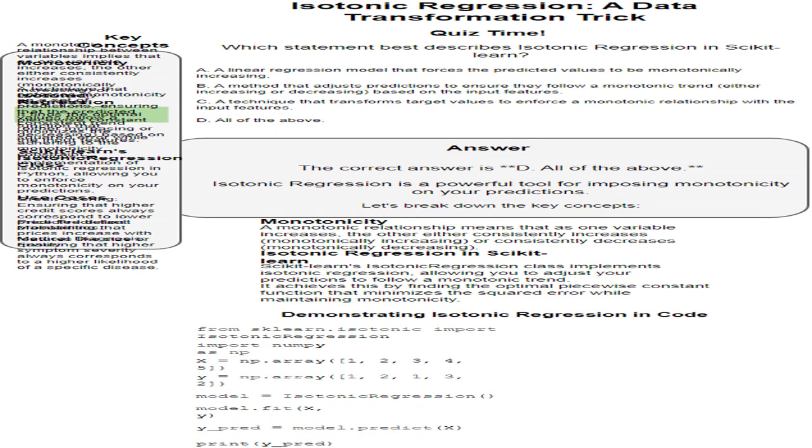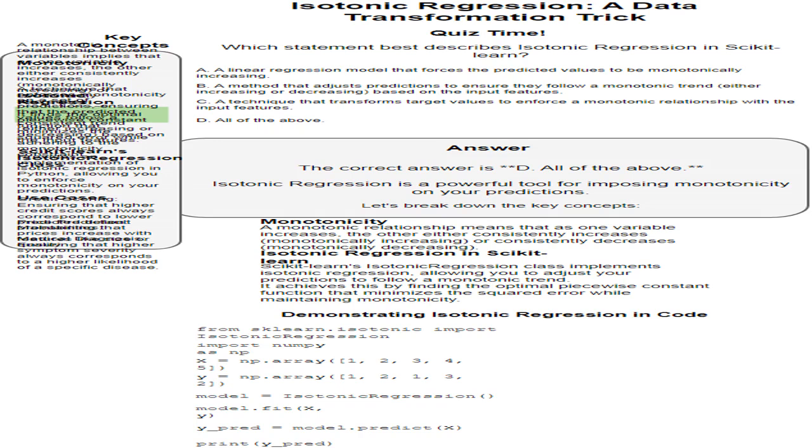Isotonic regression is a technique that enforces monotonicity on a set of predictions, ensuring that the predicted values follow a consistent trend, either increasing or decreasing based on the input features. It can be used to adjust predictions of default probabilities based on credit scores to ensure that the relationship between credit score and default probability remains monotonic.